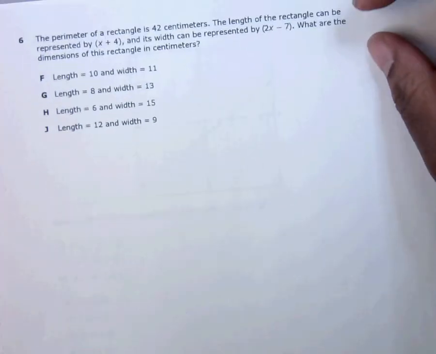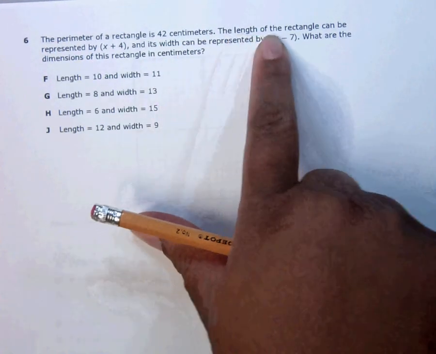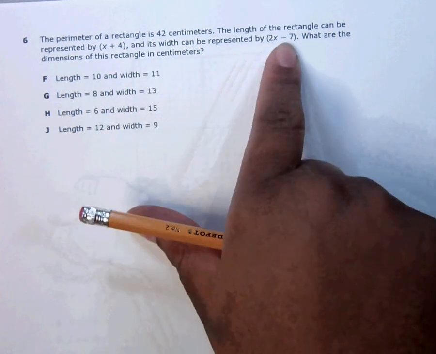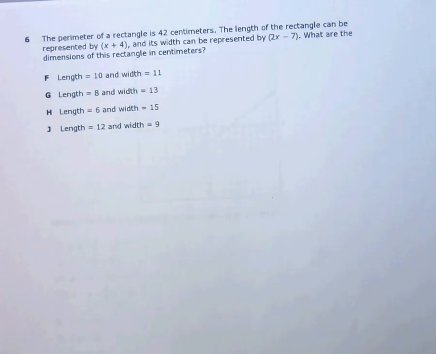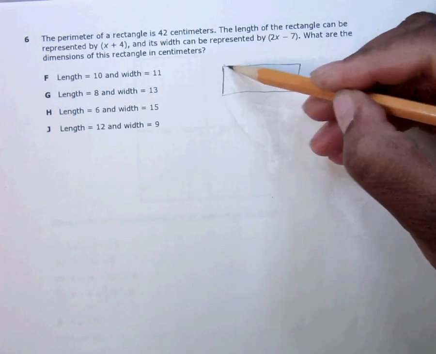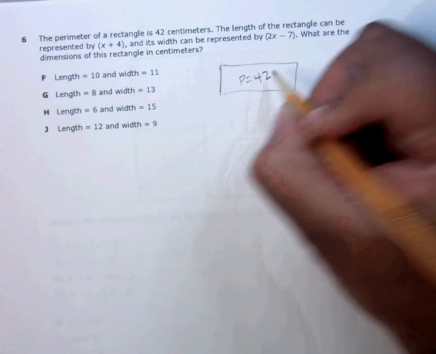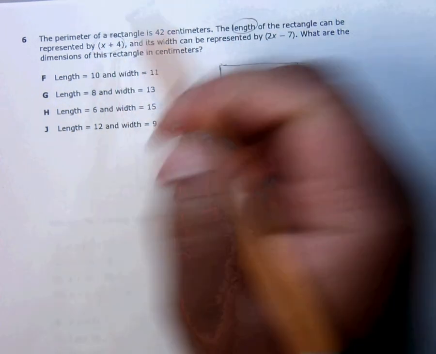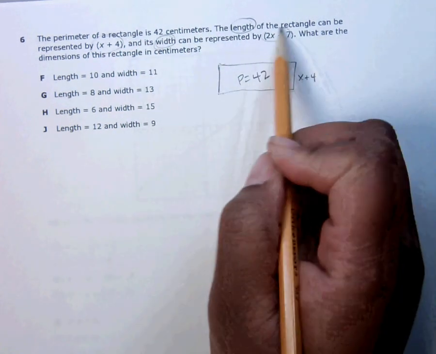Number 6. The perimeter of a rectangle is 42 centimeters. The length of the rectangle can be represented by x plus 4, and its width can be represented by 2x minus 7. What are the dimensions of this rectangle in centimeters? Perimeter of a rectangle means to add all the sides. Side 1 plus side 2 plus side 3 plus side 4 adds up to 42. That's what I know. It tells me that the length is x plus 4 and the width is 2x minus 7.